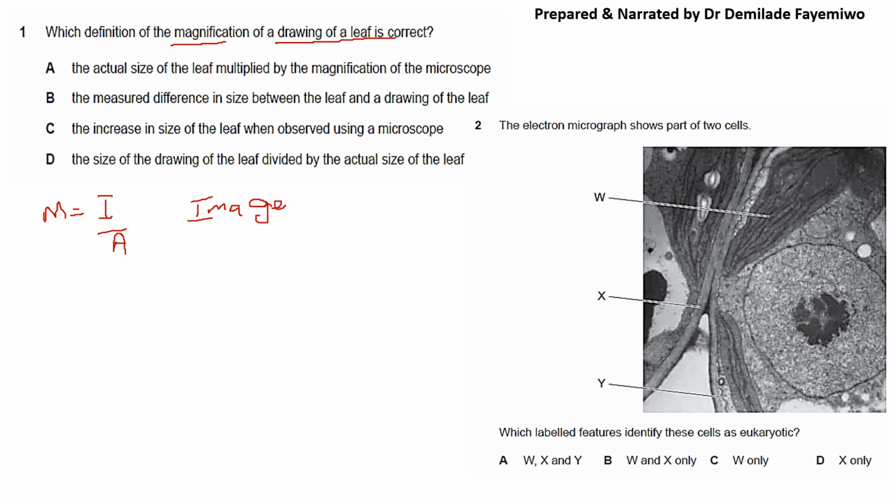So in this case, let's look at the options we've got. The actual size of the leaf multiplied by the magnification. That's obviously wrong because you're trying to define magnification, and we know this is magnification here. The measured difference in size between the leaf and the drawing of the leaf, that's not true. The increase in size of the leaf when observed using a microscope, again, that is not true. The size of the drawing of the leaf divided by the actual size of the leaf. So D is the correct answer here.